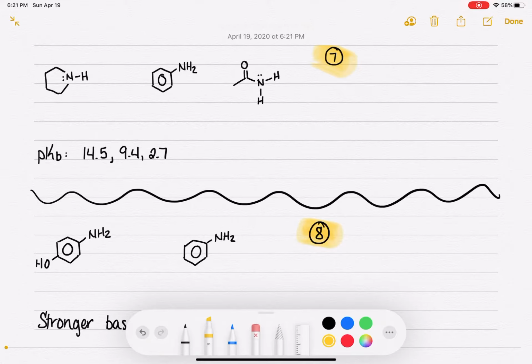Question number 7 is giving you these 3 molecules, and then it asks you to select the correct pKb, and these are your choices. So you've got to match the pKb up with each molecule. And what you need to do is recognize, first of all, that it's asking you for pKb, not pKa. So you got to be a little sneaky with that.